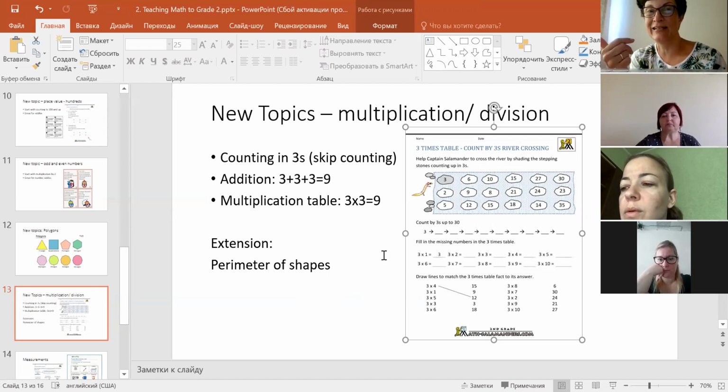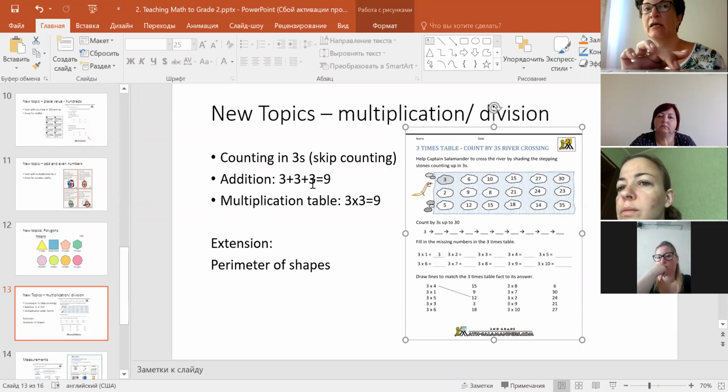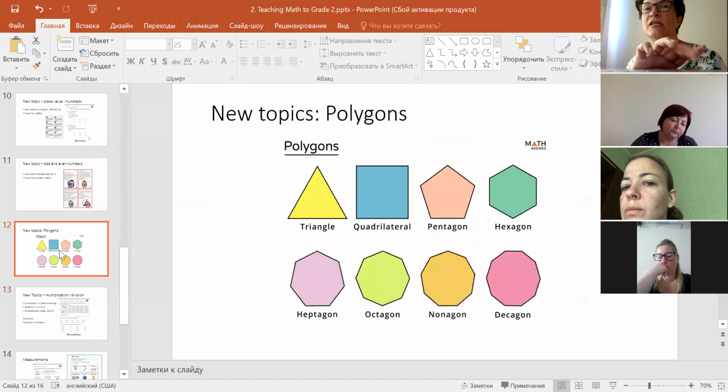Because all these operations are about multiplication, and about doing multiplication easier. So counting, skip counting, addition, and then learning the multiplication table. And as an extension, as I've already mentioned, we'll have the perimeter of shapes. For multiplication by 3, we'll do the triangles.